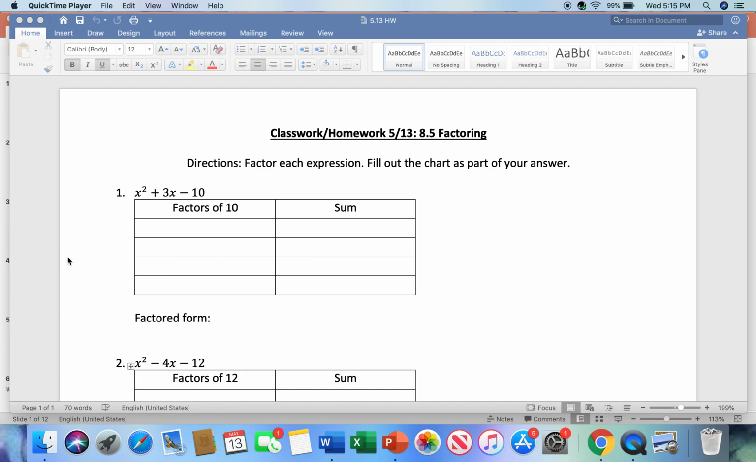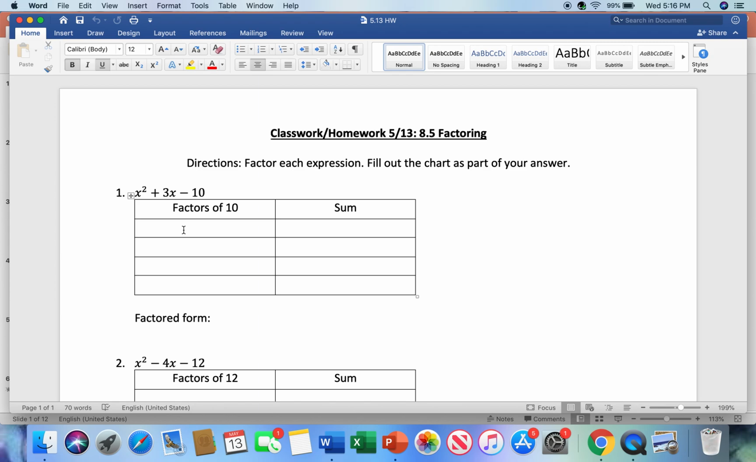Hi everyone, so today the first thing we're going to do is go over our homework from last night. You had to factor each expression and fill out the chart as part of your answer. So what we have to do is write down the factors of 10 and then figure out their sum, because remember these are two different signs here. So our one number is going to be positive and one number is going to be negative. Let's start by listing the factors of 10.